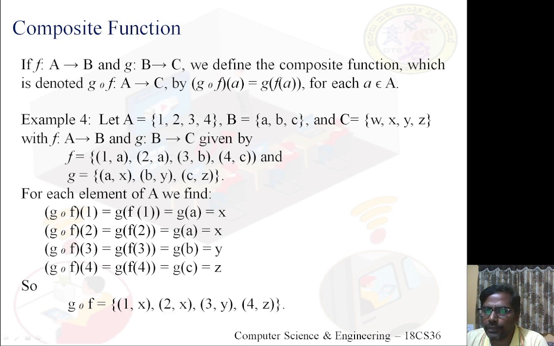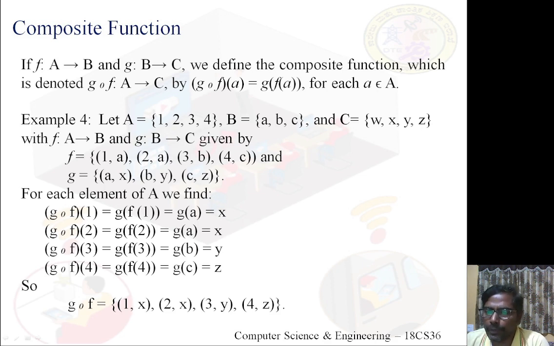In function f, as you can see on the slide, the element 1 of domain A is mapped to element a of codomain B. Also, the element 2 of domain A is mapped to element a of codomain B. The element 3 of domain A is mapped to element b of codomain B. And the last element 4 of domain A is mapped to element c of codomain B.